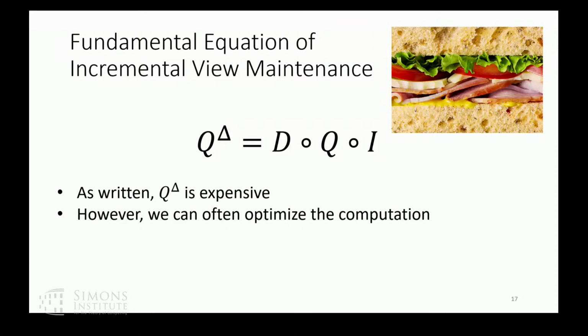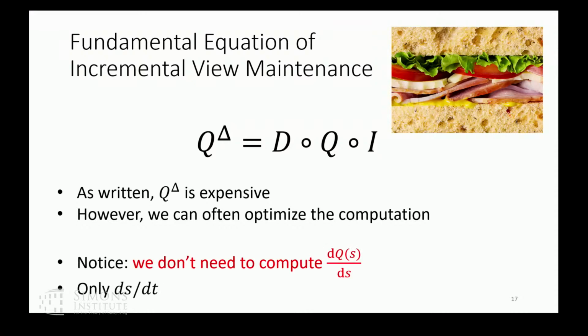But often, we can optimize this formula significantly. But I want to point out something very interesting. Most people who do incremental view maintenance try to compute the derivative of the query itself with respect to its inputs. Well, we don't need to do that. We only differentiate streams and integrate streams. And this is always defined.